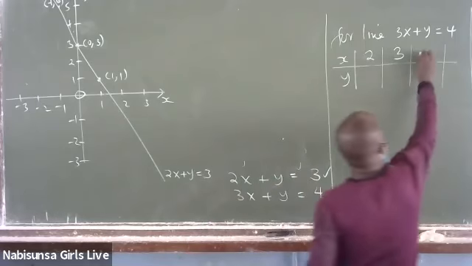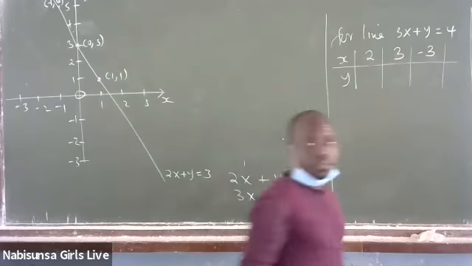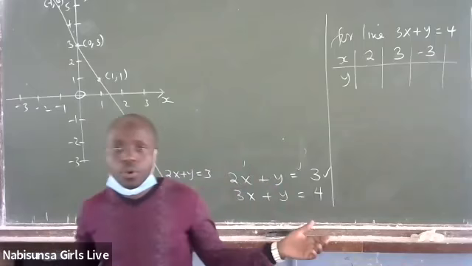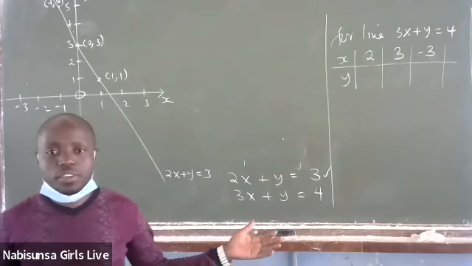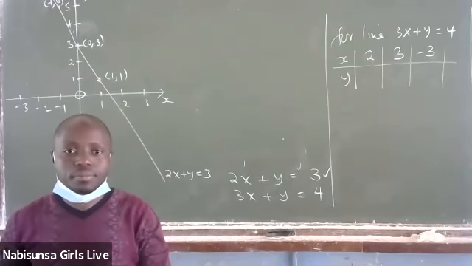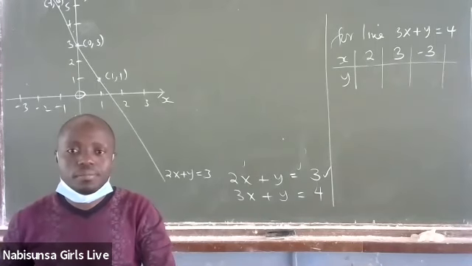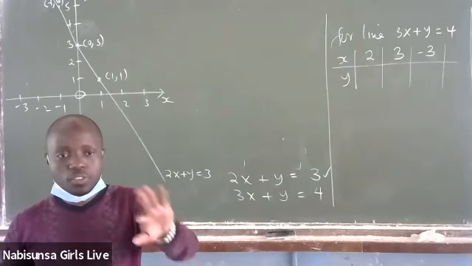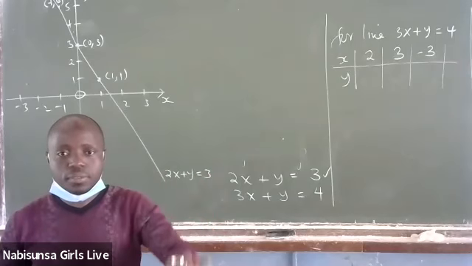Negative 3. Negative 4. Okay, negative 3. So, Aliyah, do you see where we get our values of x? Yes. It is just an open choice. Okay. As long as you mix in positives and negatives.